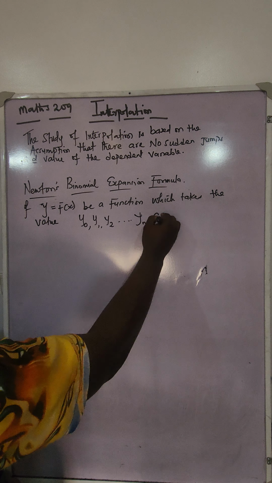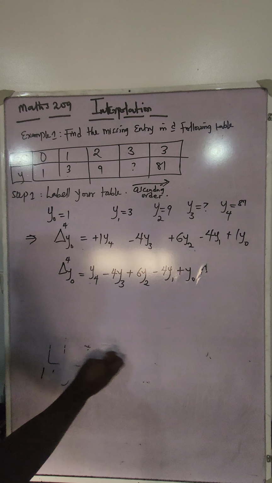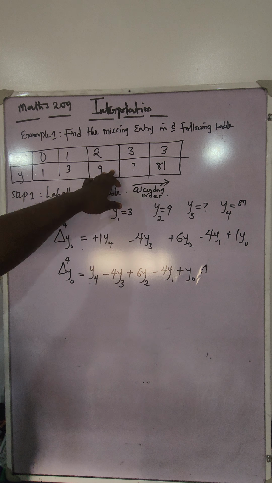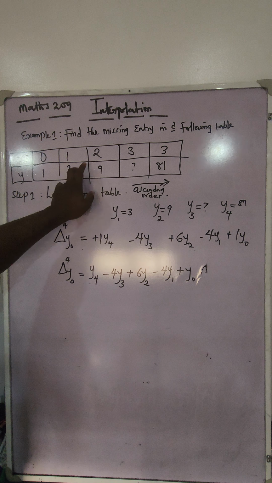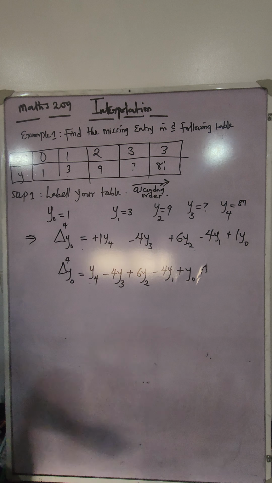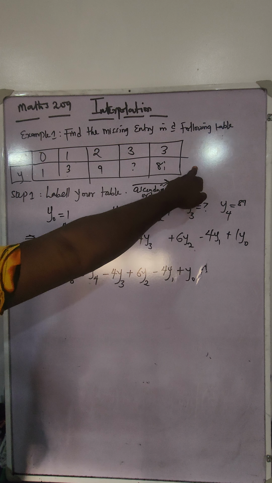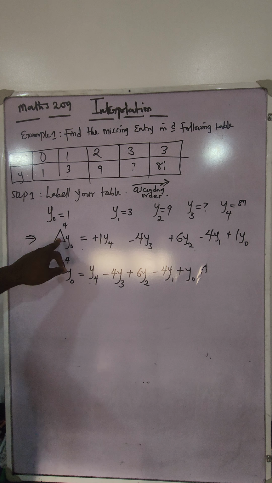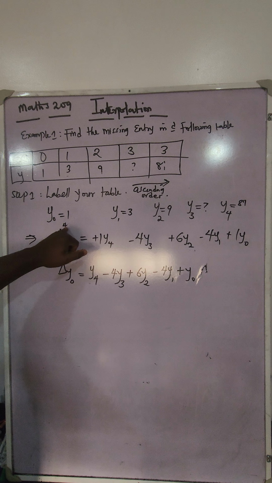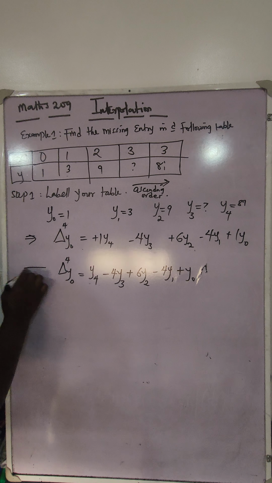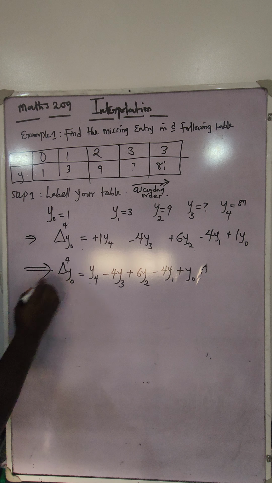Now, the question that comes to your mind is, why did I take it to the power of 4? It depends on the kind of table you have. This is y naught, y1, y2, y3, y4. If the table was extended, and there was a value here, here would come y5. So my workings would have been forward difference to the power of 5 of y naught. And so now that we have been able to construct this, let's start to insert the values.